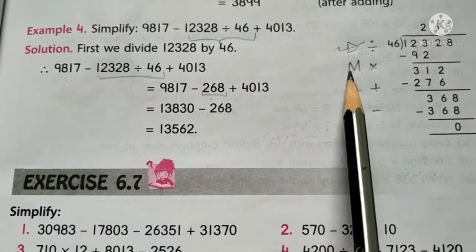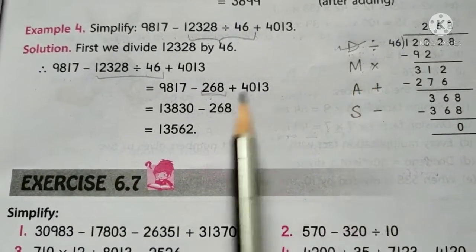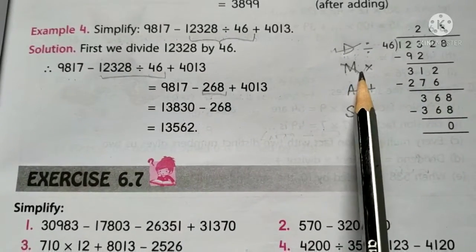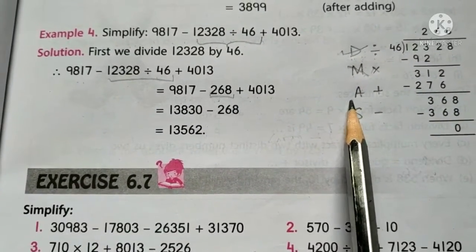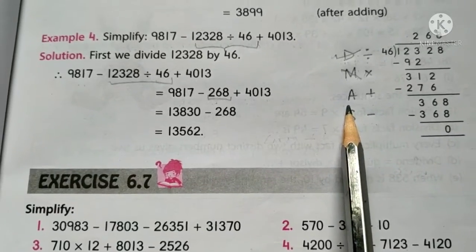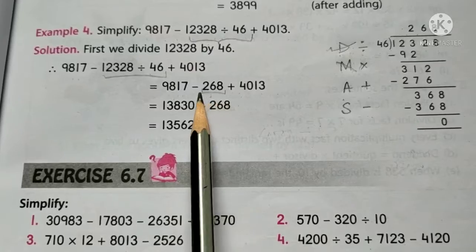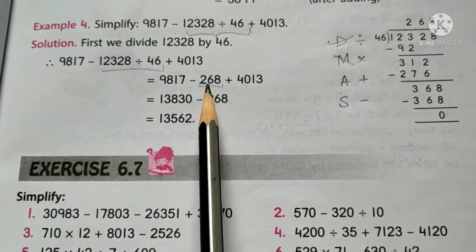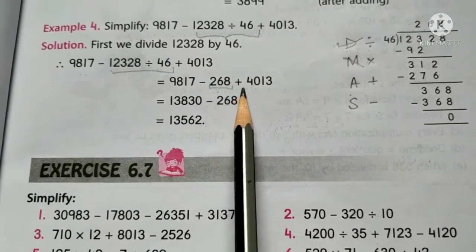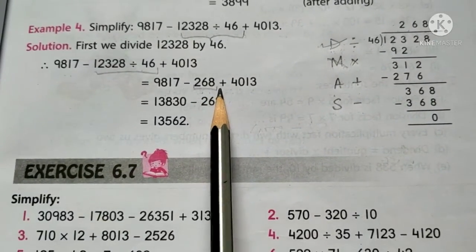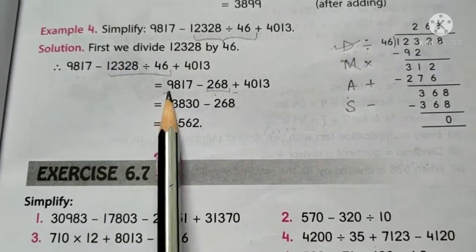Now what is the next operation? Multiplication. Do we have a multiplication here? No, so just strike it off. What is the next order of operation? Addition, right? So here we have to add the positive numbers. Children, do not get confused that you have to add 268 to 4013. No. What are the positive numbers? Numbers with a plus sign or no sign.